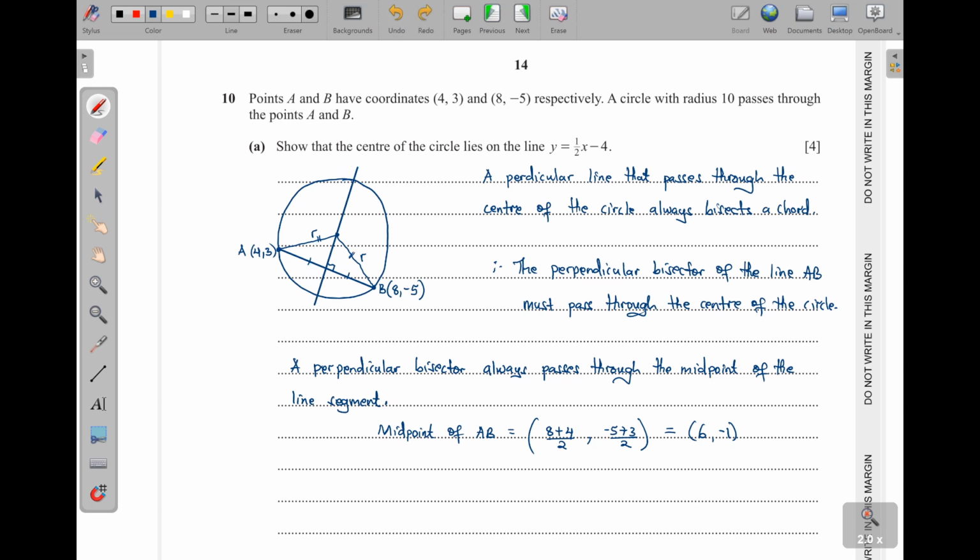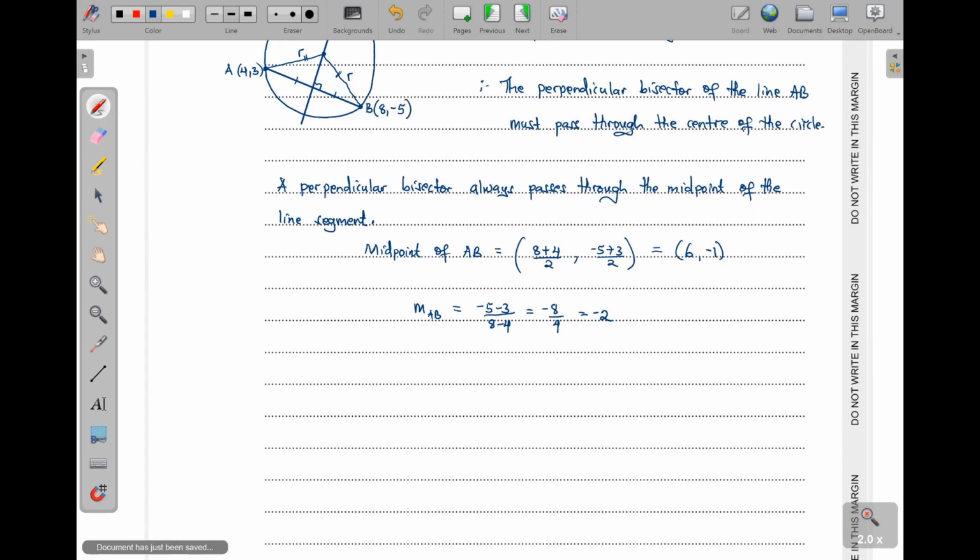Now, the equation of this line here, first we need to get the gradient of the line AB, the m1. Then we can use m1 times m2 is equal to -1 to get the gradient of that perpendicular bisector. So we shall have -5 minus 3 over 8 minus 4. This one gives us -8 divided by 4, which is -2. So the gradient of the perpendicular bisector is going to be -1 divided by -2. Remember, m1 m2 is equal to -1. So we shall have a half here.